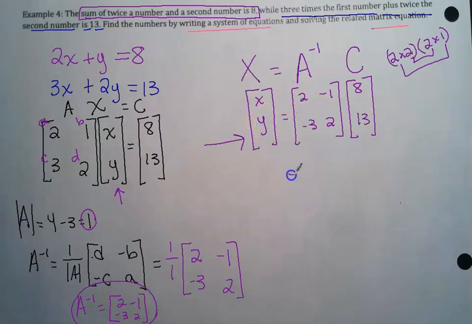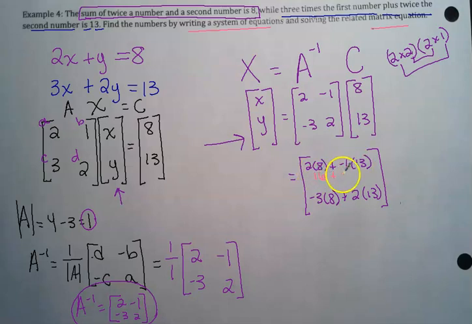All right, so let's do the math. Okay, so I'm going to have 2 times 8 plus -1 times 13. And then move into my next column. So -3 times 8 plus 2 times 13. All right, again, I'm going to change color so I can kind of track it. 2 times 8 is 16. -1 times 13 is -13. What's 16 plus -13, pardon me? Good, is a +3.